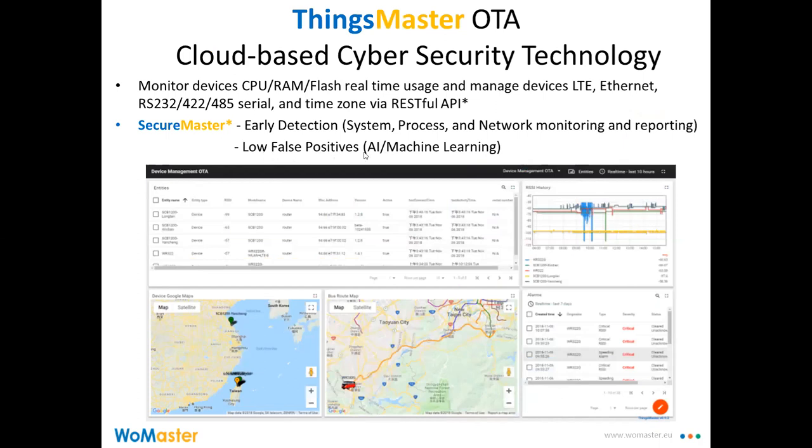So this is our next piece for the OTA. We will provide secure master technology to protect all our devices, to monitor all device information and all usage in real time. That will help the administrator easily know which device is under attack and take action. For example, we can apply patches to protect, do firmware over the air, or upgrade over the air. That's a very important technology and detection.